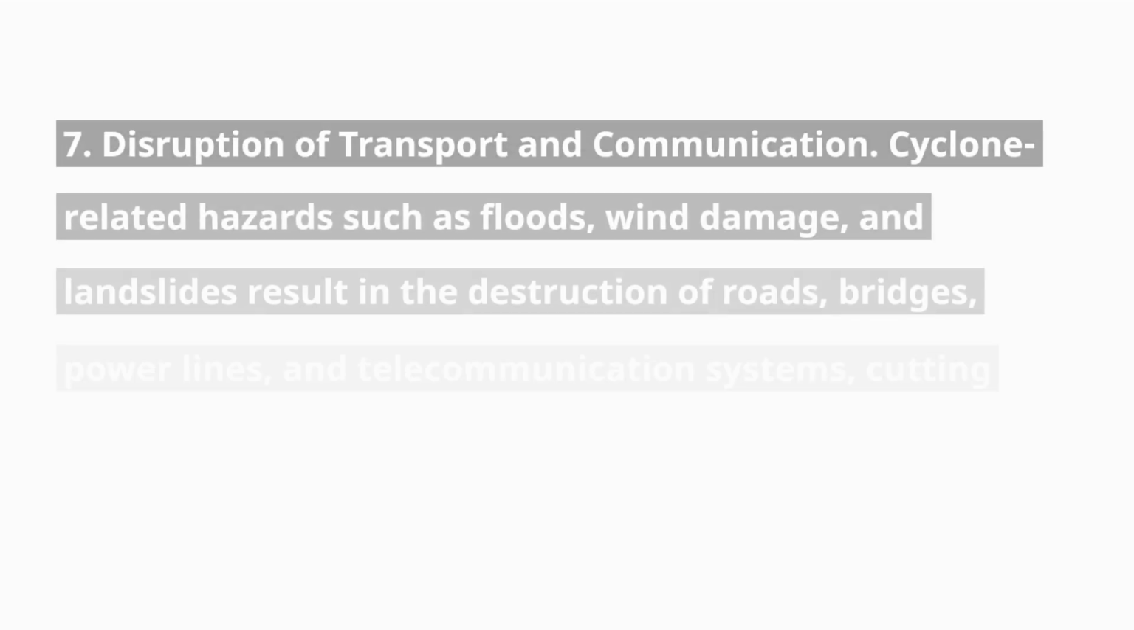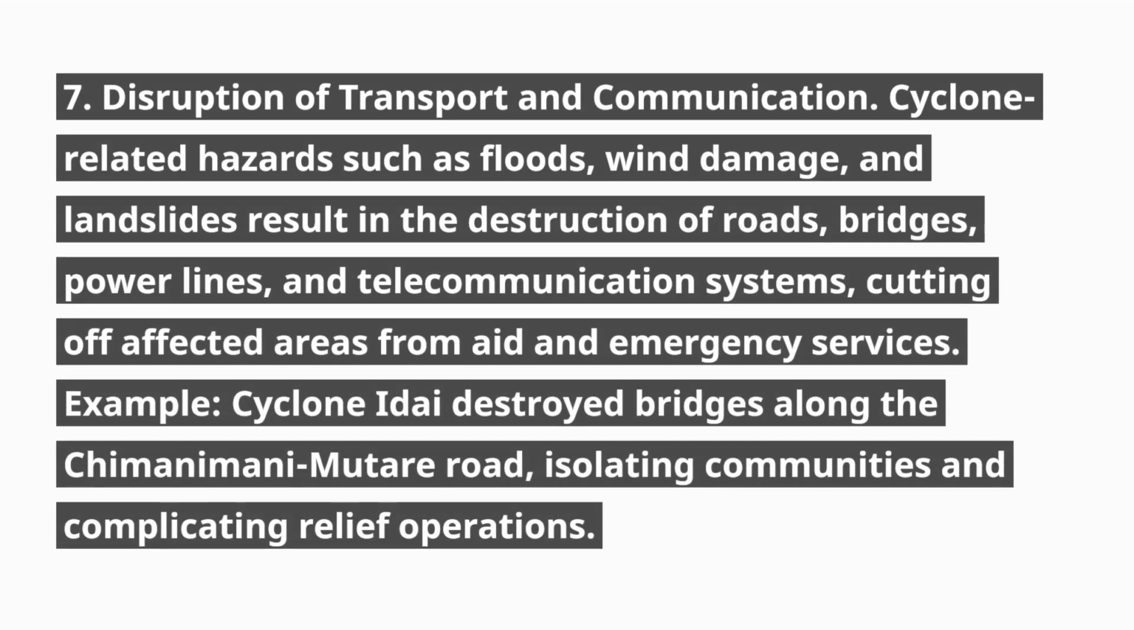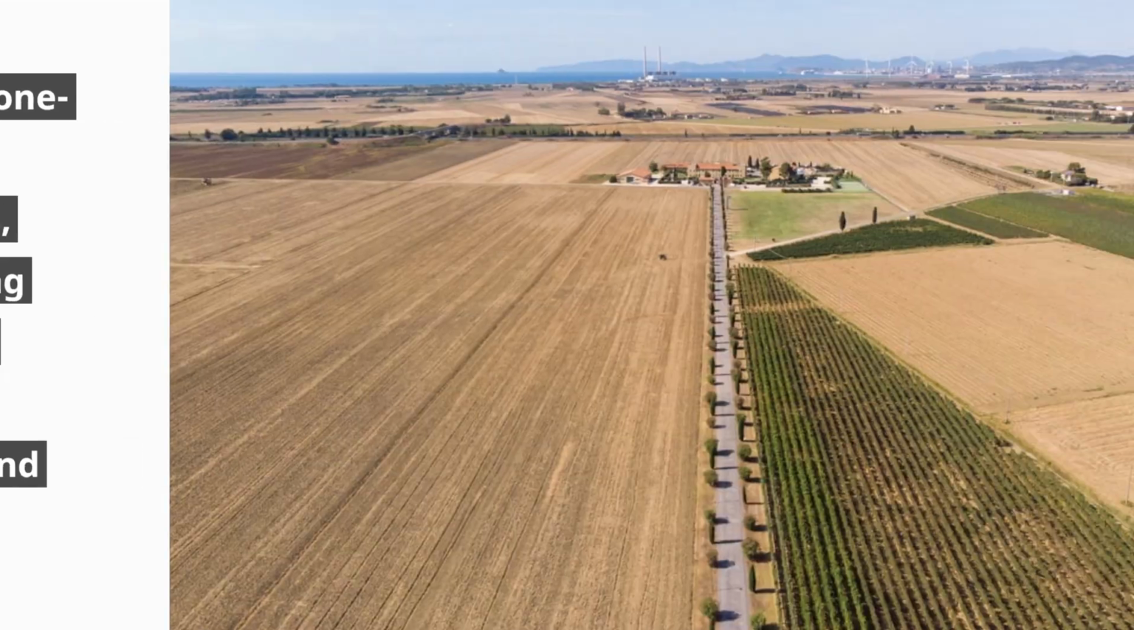Disruption of transport and communication. Cyclone-related hazards such as floods, wind damage, and landslides result in the destruction of roads, bridges, power lines, and telecommunication systems, cutting off affected areas from aid and emergency services. Example: Cyclone Idai destroyed bridges along the Chimanimani-Mutare Road, isolating communities and complicating relief operations.